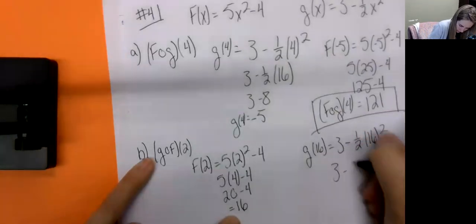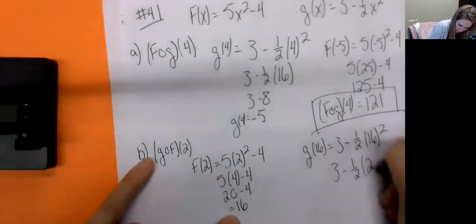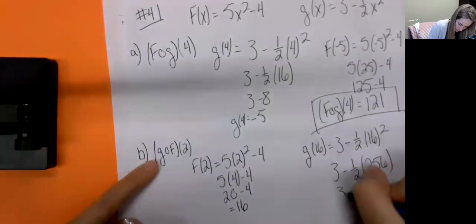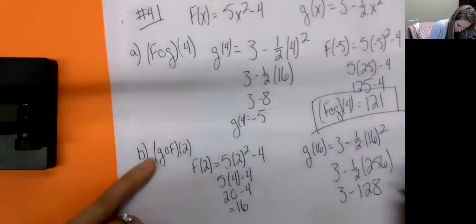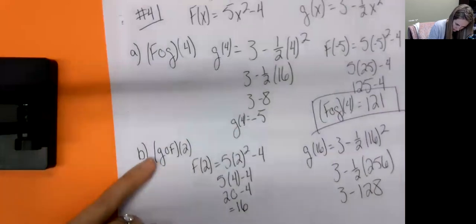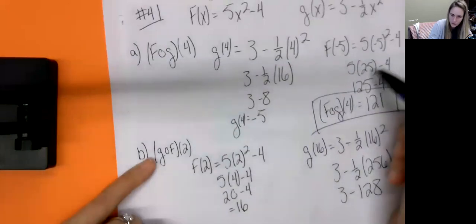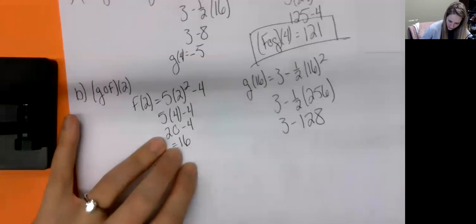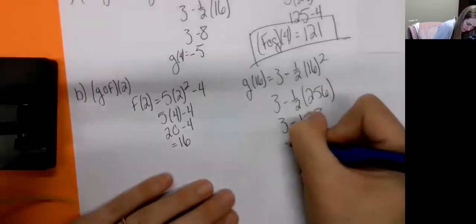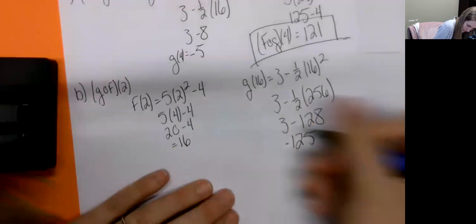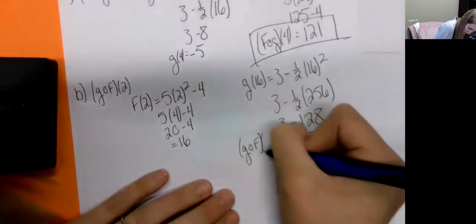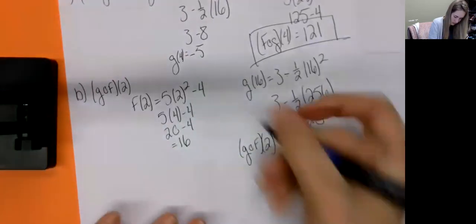So 3 subtract half of 256. So 3 subtract 128. I was like, wait, how did I do that? All right. And so then 3 subtract 128 should be -125. And that is what g of f of 2 equals, -125.